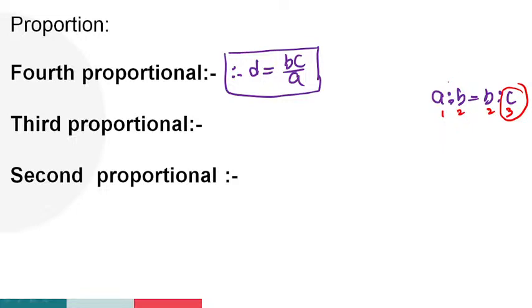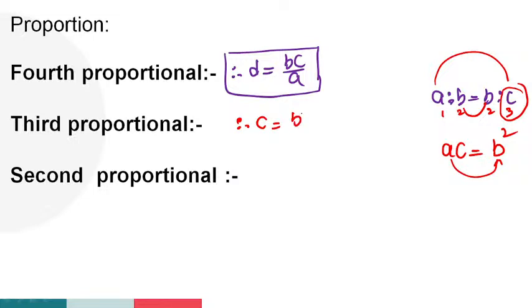So what is the proportion formation? AD is equal to BC. AC is equal to B into B, that is B square. Take A to the other side. We have to find out the third proportion, which means finding the C value. What is the formula? B square by A, guys. What is the third proportion formula? B square by A.